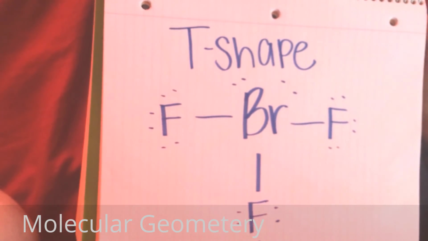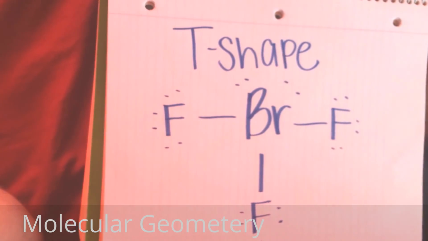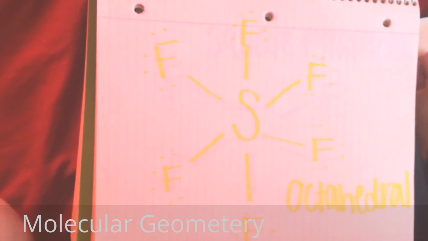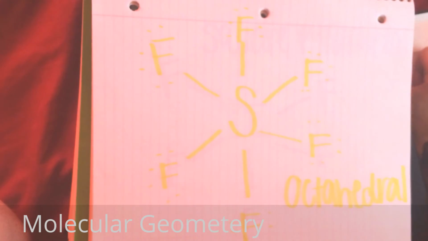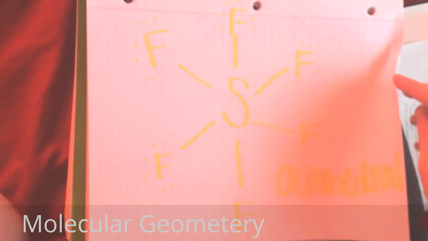With a T-shaped molecular shape, there are 3 bonding pairs of electrons on the central atom and 2 lone pairs of electrons as well. This is an example of a polar geometry. Octahedral molecular geometry forms when there are 6 bonding pairs of electrons on the central atom with no lone pairs. This is a nonpolar arrangement.